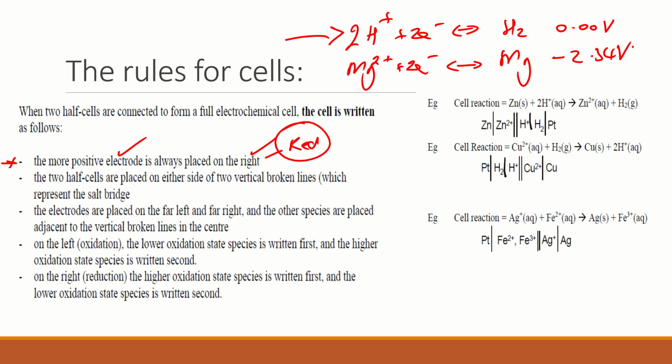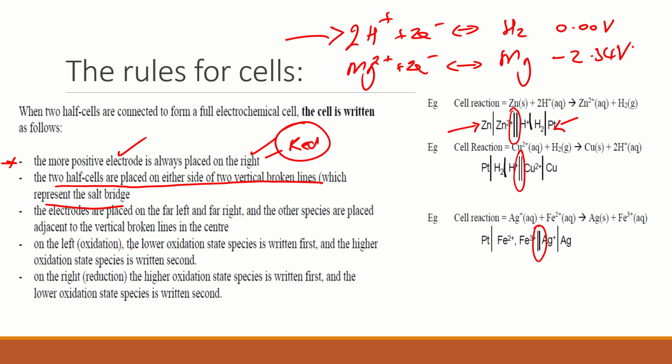Now you might be asking, well, on the right hand side of what, sir? The two half cells are placed on either side of two vertical broken lines, which represent the salt bridge. So when I talk about the right hand side, I'm talking about the right hand side of my salt bridge. The electrodes are placed on the far left hand side and the far right hand side. So there we go, from our half cell writing earlier, my two electrodes.